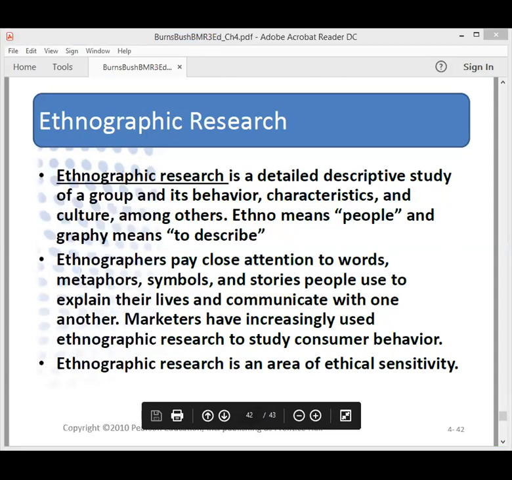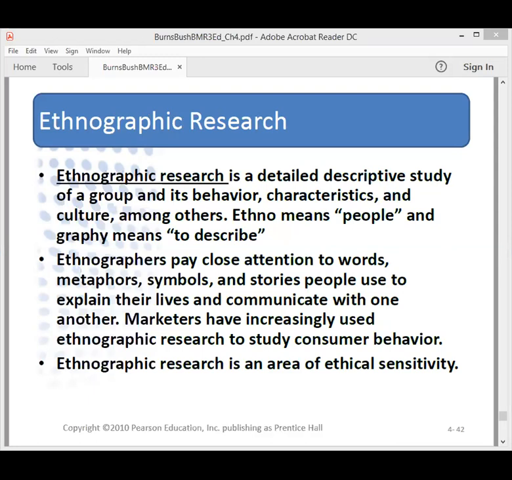And then we have ethnographic research. That's where we look at a detailed descriptive study of a group and its behavior, characteristics, and culture. Ethnographers pay close attention to words, metaphors, symbols, and stories people use to explain their lives and communicate with one another. Obviously, ethnographic research is an area of ethical sensitivity.